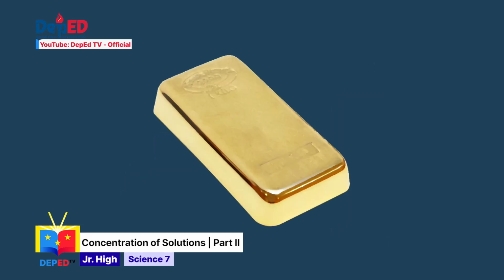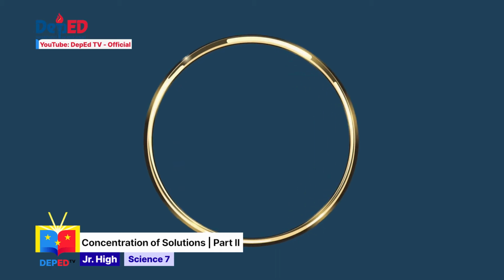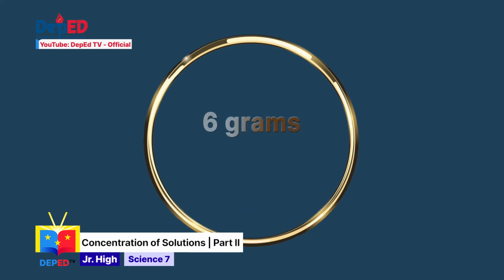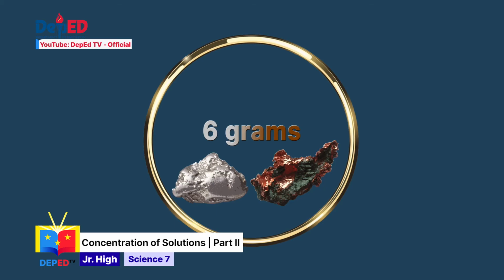Pure gold is referred to as 24 carats. Jewelry that is said to be 18 carats contains 18 grams of gold for every 24 grams of the material. The remaining 6 grams consist of other metals like copper or silver.